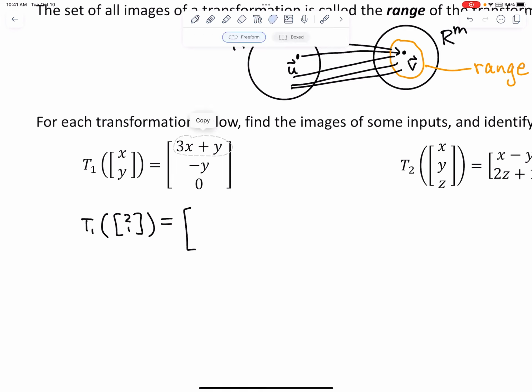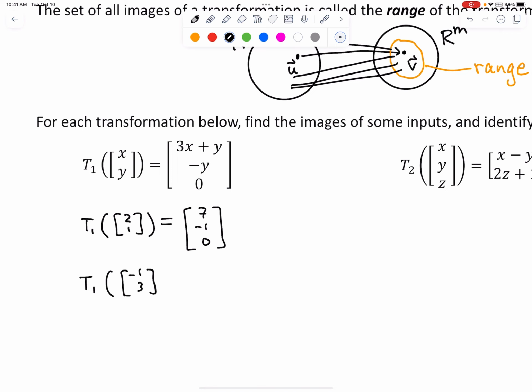For the first component, we would get 3 times 2 plus 1. That's going to give us 7. For the second component, just change the sign of the y-coordinate of the input vector, so that'll be negative 1. And the third component is always 0. Let's try this again with a different input vector, just for variety's sake. Let's input negative 1 and 3 for my x, y vector. This transformation will turn this vector into a new vector. Plug in negative 1 for x and 3 for y, and we get 0 for the first component, negative 3 for the second component, and 0 again for the third component.